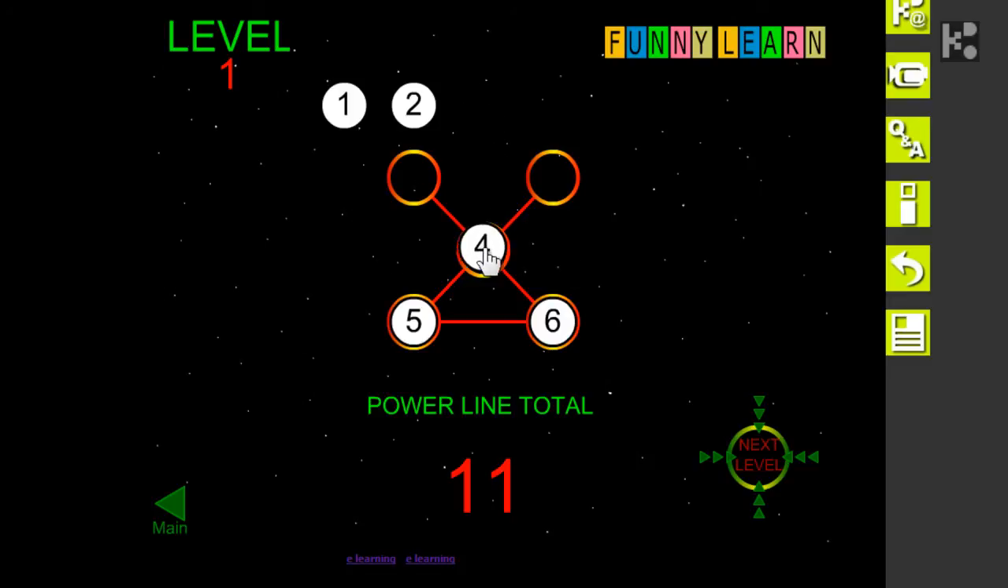And 4 is at the center, so 5 plus 4 becomes 9, plus 2, okay, 6 plus 4 and add together as 11. See whether I'm correct. Okay, go to the next level.